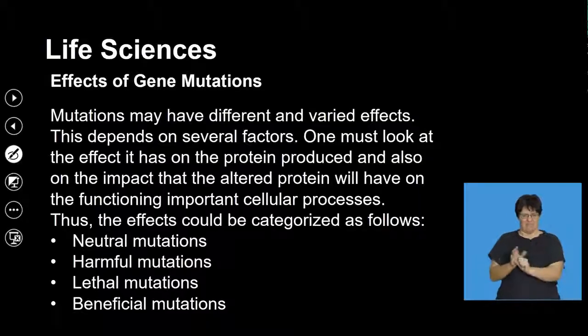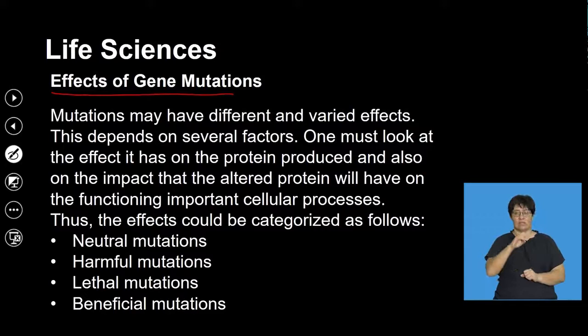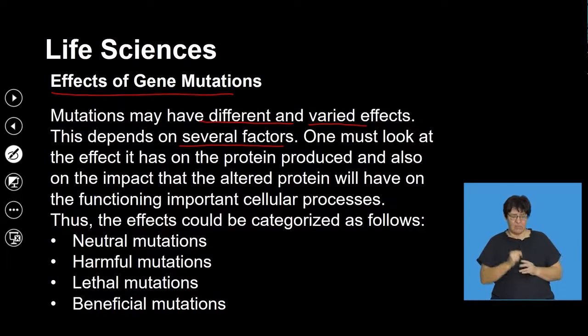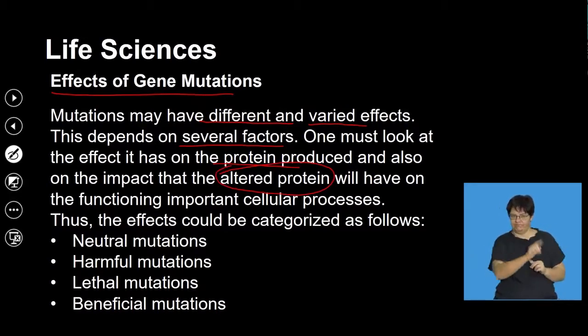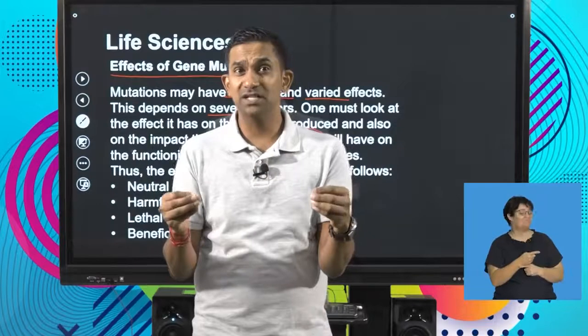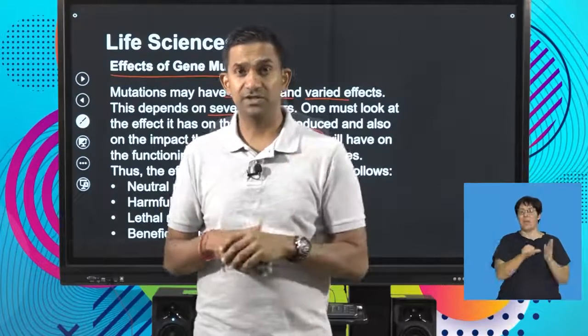So when we talk of effects of gene mutations, we often refer to the effect that it has on the protein. Mutations may have very different and varied effects. This depends on several factors. One needs to look at the effect that it has on the protein that is produced, as well as the impact that it has on the type of protein and the nature of that protein. Often, if that protein is an important protein that's involved in important cellular processes, it means that that protein now does not carry out an important function.